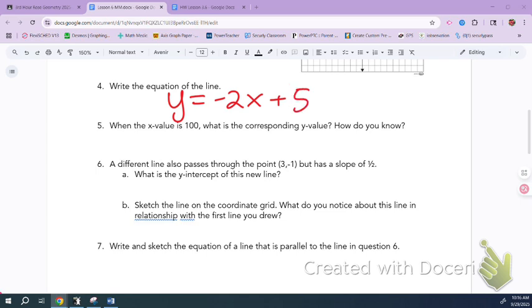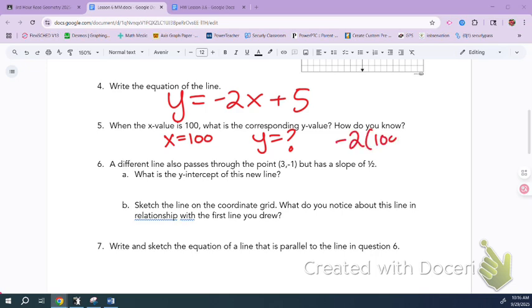Now with your group, when the x value is 100, what is the y value? Can you turn and talk with your group? How are you going to figure this out? Turn and talk with your group. What's the y value? What you got? What's your y value?